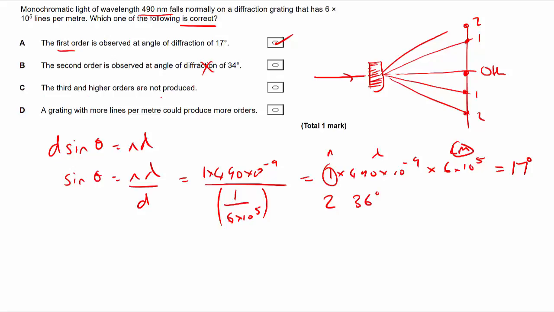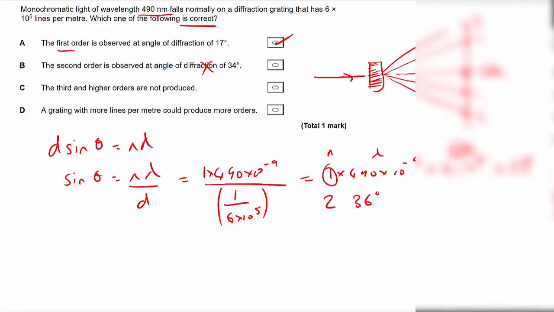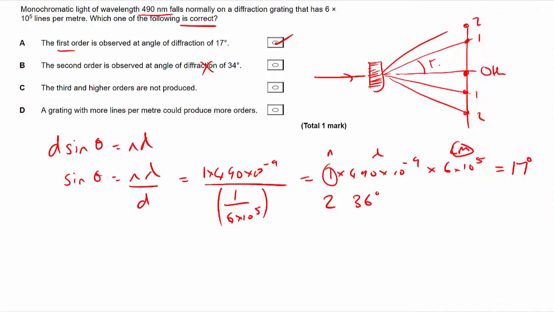The third and higher orders are not produced. Well, this happens at an angle of 17 degrees. This one was 36. If the angle is greater or equal to 90, you won't see it. So let's see what happens at the third order. All I'm doing again is replacing the number 1 in this equation with 3, calculating it, and I get a value for this time of 61 degrees. So you will get the third order. Okay? So that one is wrong.